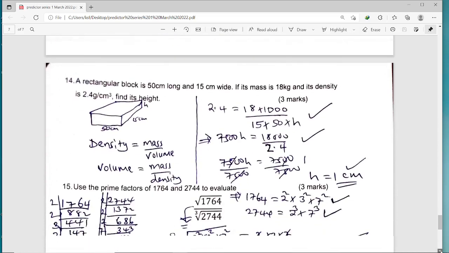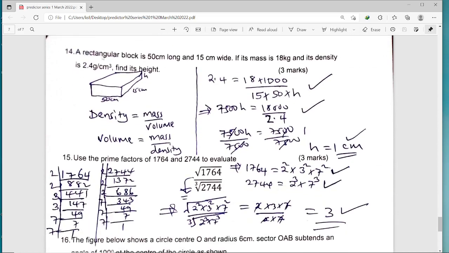That's question number 14. The question is talking about a rectangular block that is 50 centimeters long and 15 centimeters wide. If its mass is 18 kg and its density equals 2.4 grams, find its height. So the first thing we do, we know that the density is equal to mass over volume.